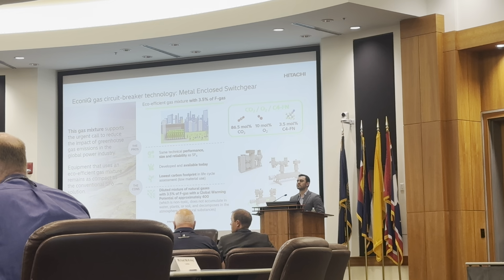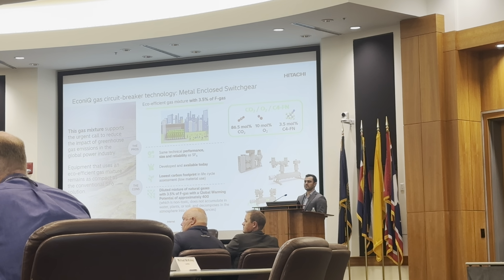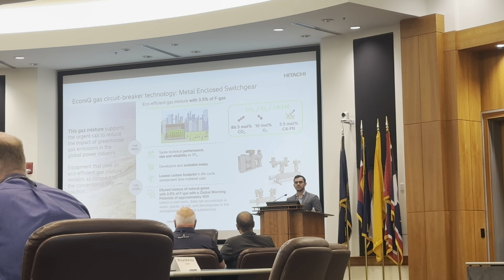I guess what about reporting? Are there any regulations that require monitoring of how much of the C4FN you have? If I'm correct, most of the goal right now is to remove SF6 from the grid, right? Whether reporting this gas mixture, I am not familiar with it, but I think that would depend on a state-by-state basis. Also, how about the price point of the Econic versus SF6?